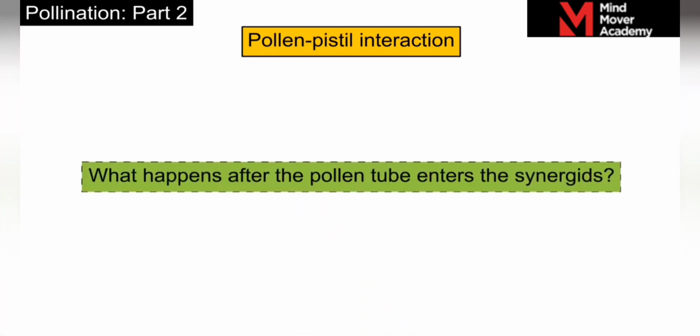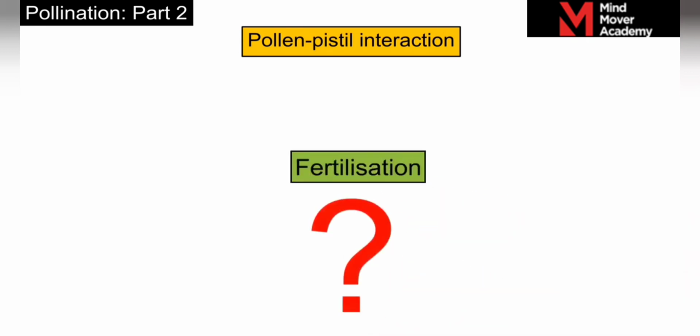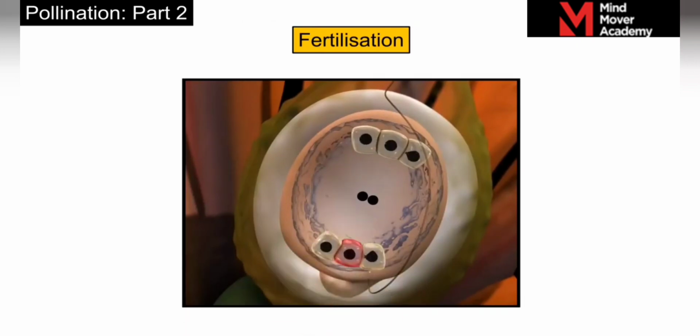So, what happens after the pollen tube enters the synergids? Well, now the process of fertilization takes place. But how? Well, after entering one of the synergids, the pollen tube releases the two male gametes into the cytoplasm of the synergid. One of the male gametes moves towards the egg cell and fuses with its nucleus, thus completing the syngamy. This results in the formation of a diploid cell, the zygote.